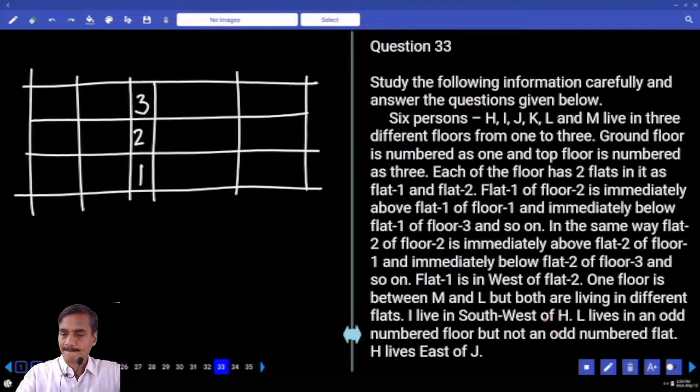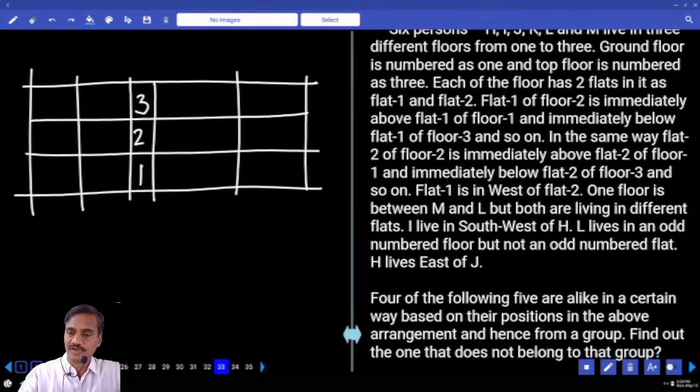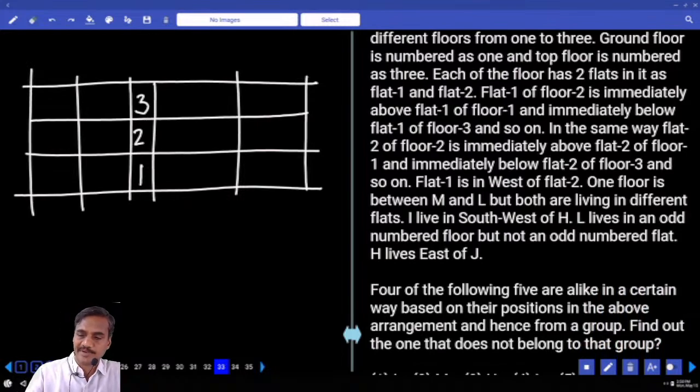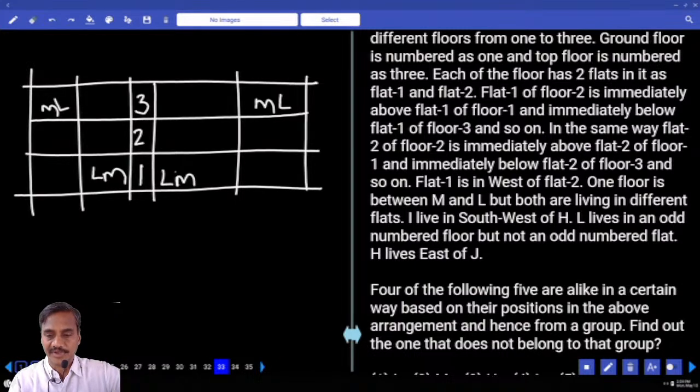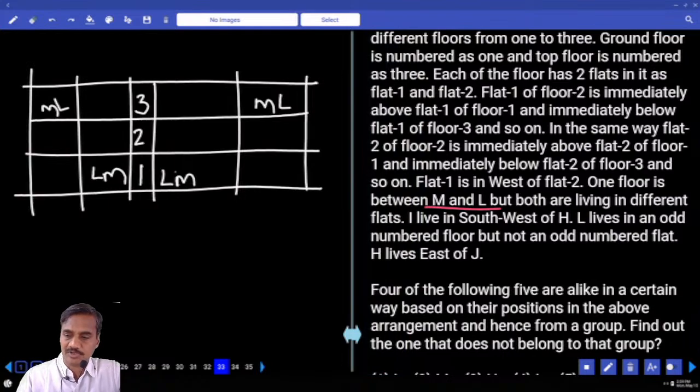Flat 1 is to the west of flat 2, and so on. One floor is between M and L, and both are living in different flats. If M is here and one floor is between M and L, L will be here, isn't it? Then LM or ML, one person between L and M. In the next case, if M is here, L will be here, or if L is here, M. Now if L is here, then M and L. The next one: one floor is between M and L, both are living in different flats.